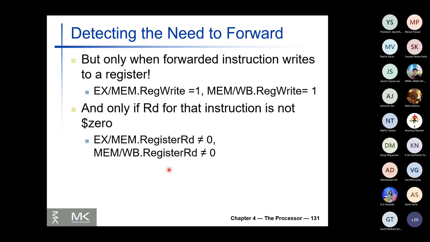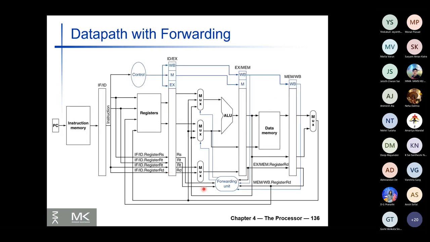It should not be $0, so these are additional checks which are needed. Anyway, those are trivial examples. So here, as you can see, this is the forwarding unit which recognizes whether and how to do this forwarding path. These are the information from these latches, information about RS, RT, RD, and so on. That is received by the forwarding unit from different latches. And then this forwarding unit takes the decision whether this multiplexing path has to be opened.